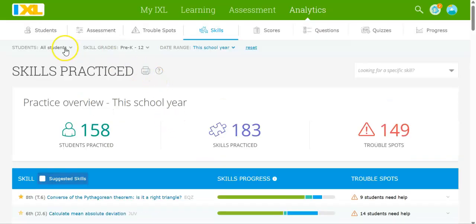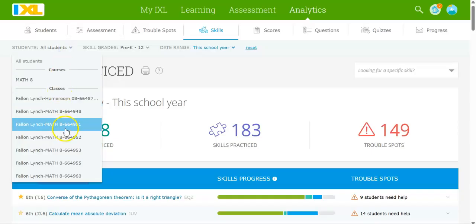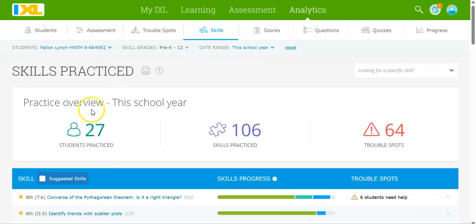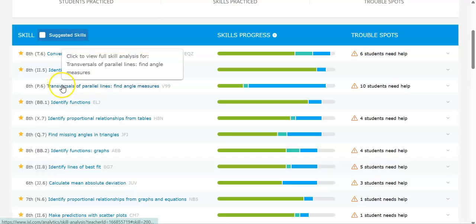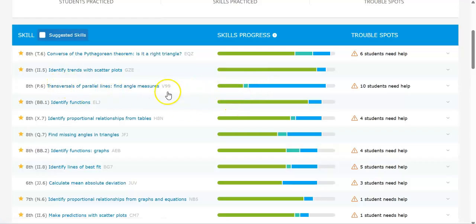But let's go ahead and take a look. I'm going to go to this teacher's this period, so it breaks it down just a little bit smaller, so 27 students in this class period. And we're going to look at this school year, and you can start scrolling down and checking out the skills that have been practiced. Now this one right here has not been recommended, hasn't been suggested. So this skill here hasn't been suggested, but there have been a lot of students working on it.